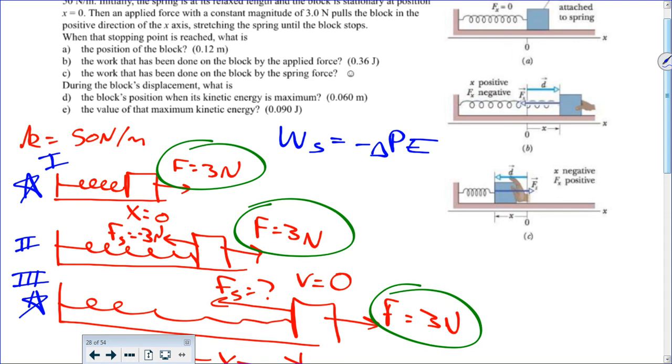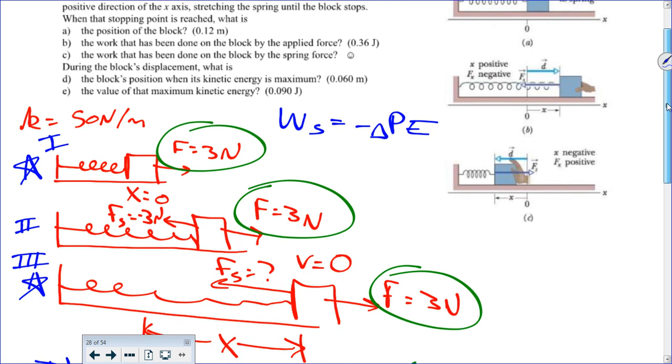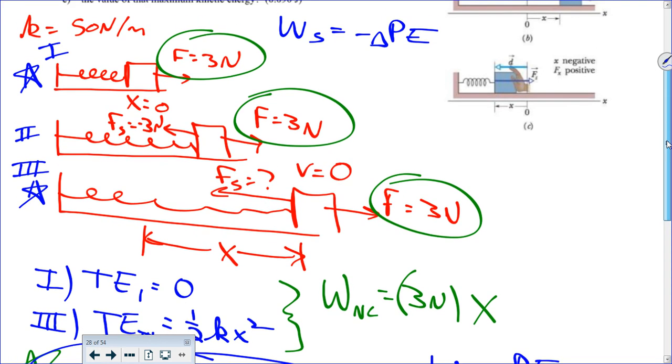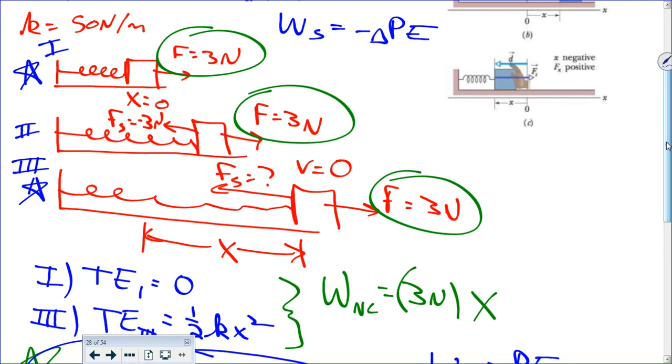All right, now, during the block's displacement, what's the block's position when the kinetic energy is maximum? So what am I looking for? I'm looking for maximum velocity, right? Maximum kinetic energy would mean maximum velocity, right? Good, I'm glad I renumbered these. So incidentally, this is a thing that I think we talked about a bunch at the beginning of the year. Well, no, I guess I'm getting ahead of myself.